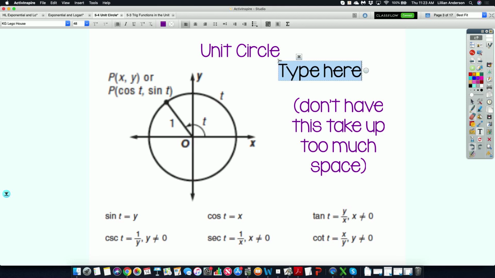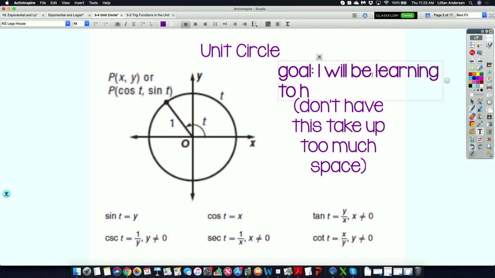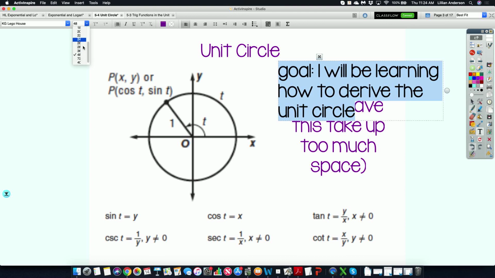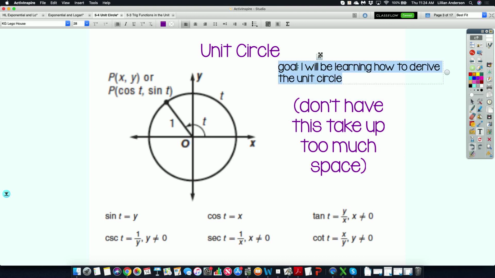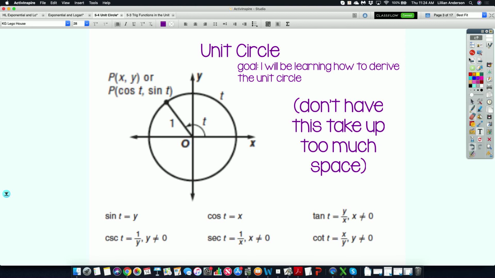Talking about the unit circle, you'll be learning how to derive the unit circle and also how to find the trig values of the unit circle, okay?